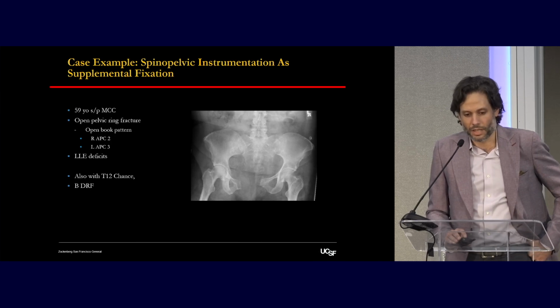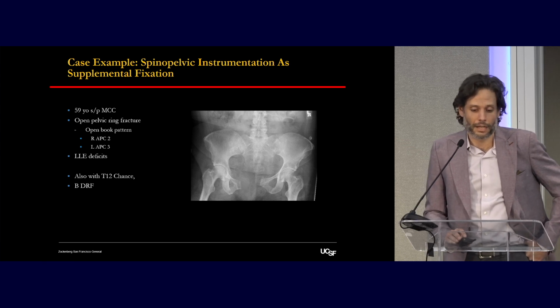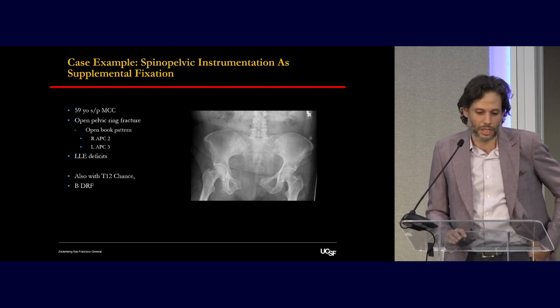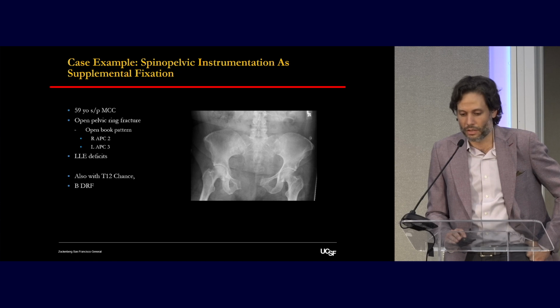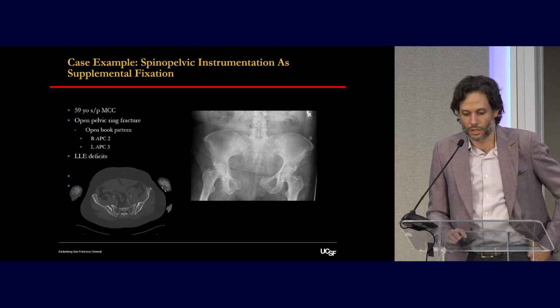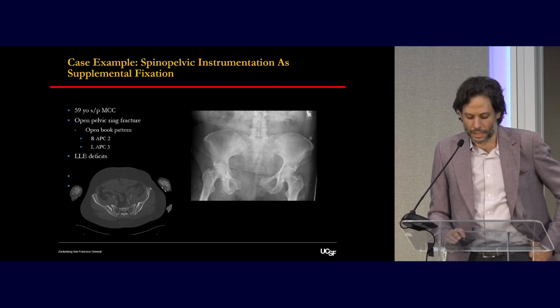And the last thing I wanted to talk about is a case for spinopelvic instrumentation as supplemental fixation. So this is a 59-year-old female who came in last November after a motorcycle collision. This was an open pelvic ring injury with a huge perineal laceration. This is her in the initial binder, still pretty widely displaced. She went emergently for a washout.